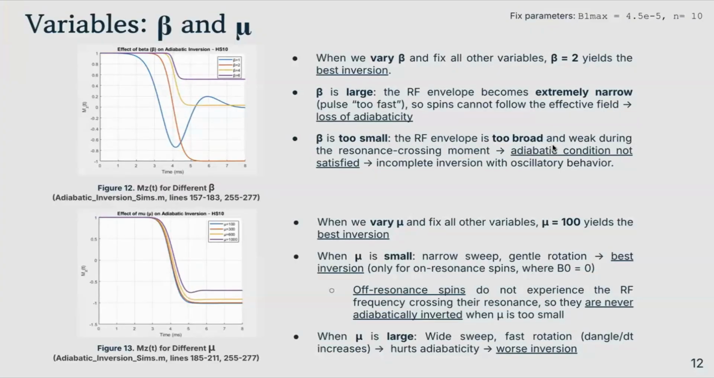And then next, when we varied mu instead, mu equals 100 had the best inversion, and this is because it also produced a more narrow and gentle sweep. However, this is only true for on-resonance spins where B0 equals 0. If there are off-resonance spins, when mu is too small, they don't experience the RF frequency crossing their resonance, which leads to poor inversion. And then when mu is large, the wide sweep created faster change in angle per unit time, which hurts adiabaticity and hurts inversion.